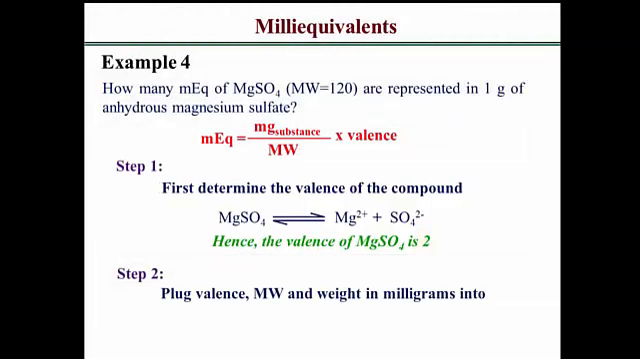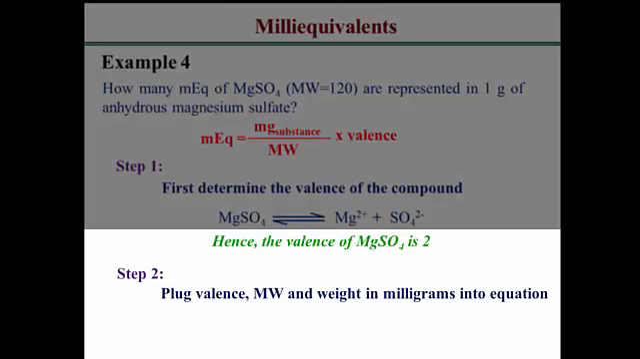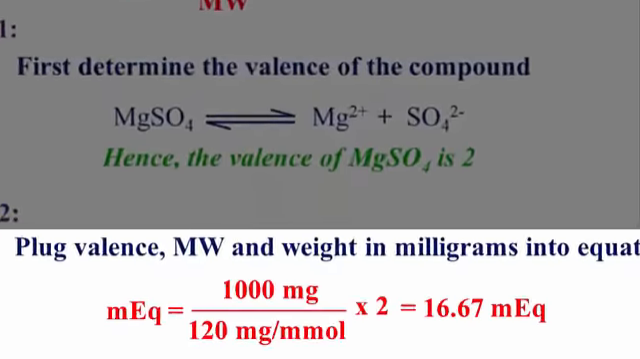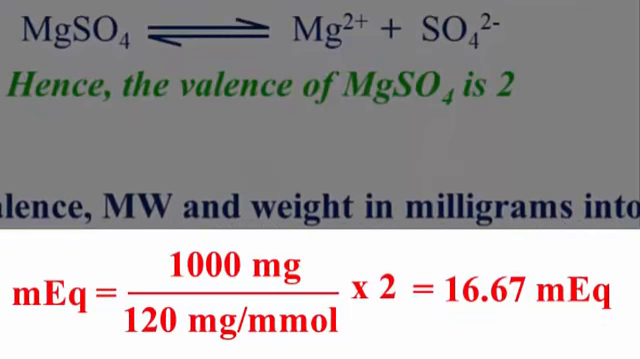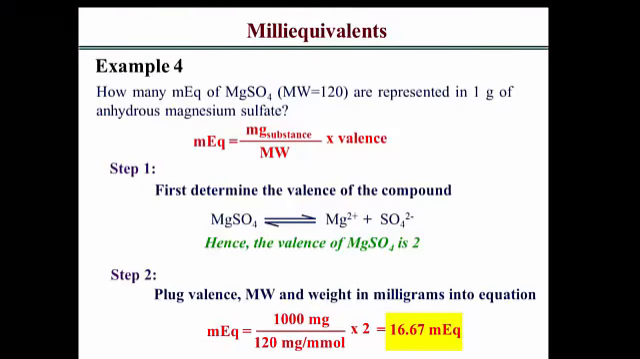Step 2, you plug in the valence, molecular weight, and the weight in milligrams into the equation. Okay, so 1 gram is 1,000 milligrams, so that goes in the numerator. That's milligrams of substance. You divide that by the molecular weight. So like I told you, the units must be consistent. So you have 120 milligrams per millimole. And then you multiply that by the valence, which is 2. And so you have 16.67 milliequivalents. Very easily done. Okay.